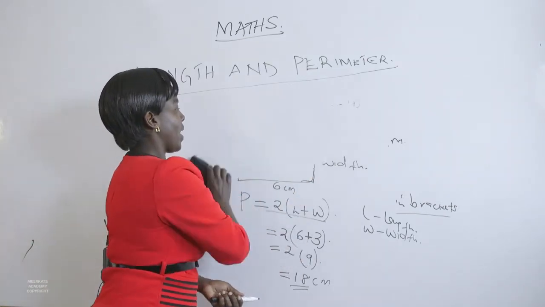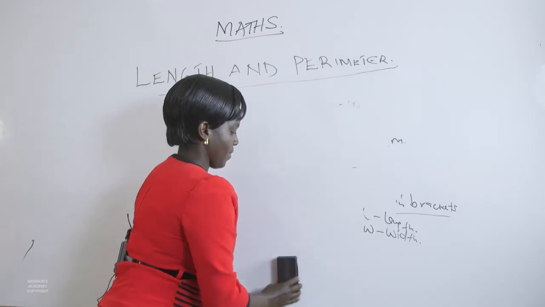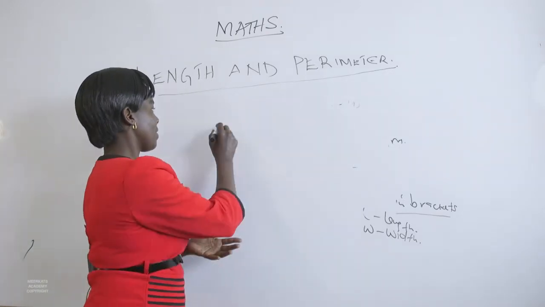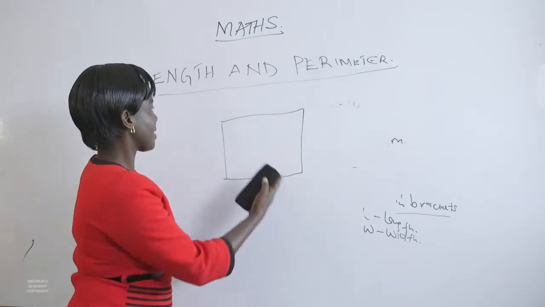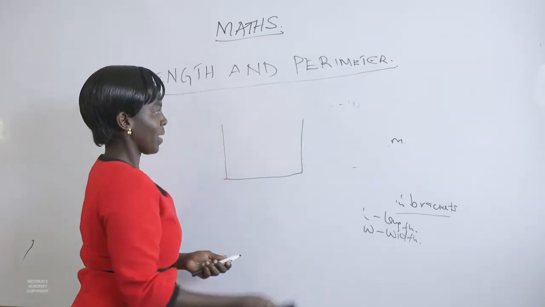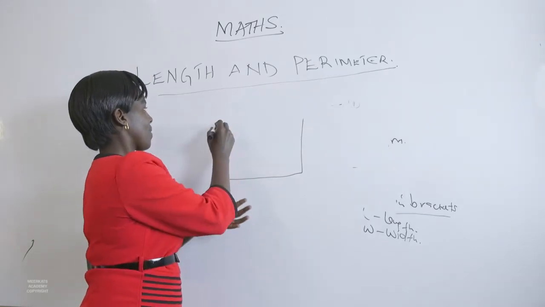What about a square? We know, we have said that a square has all sides equal.